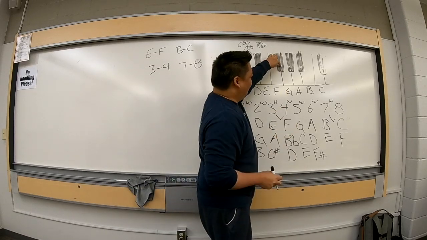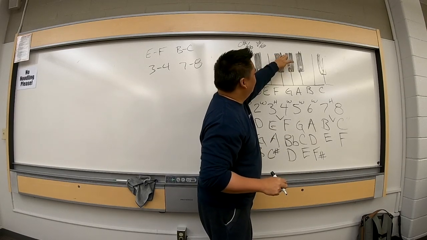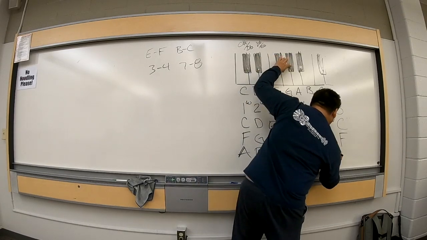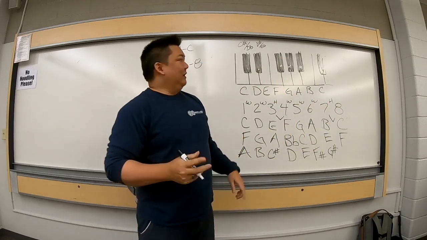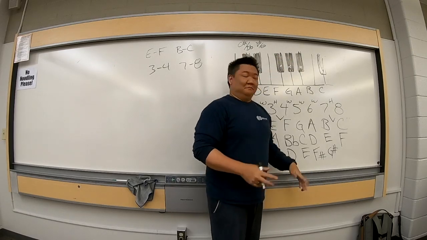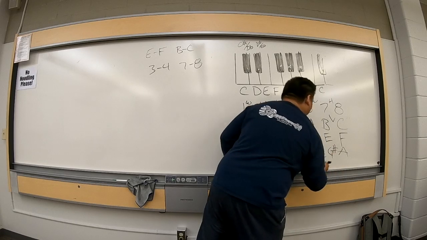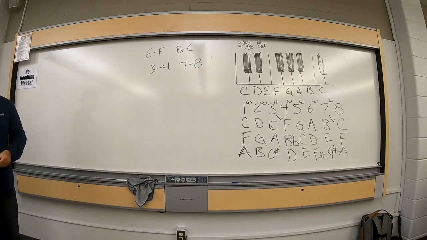Half or whole for 6 to 7? A whole step. G sharp. 7 to 8, half or whole? Half. Here's my G sharp, half step up. A. And that matches 3 sharps, and 1 and 8.